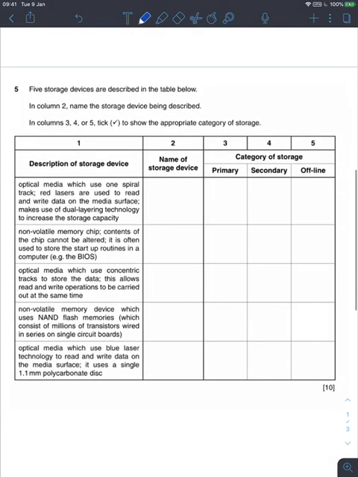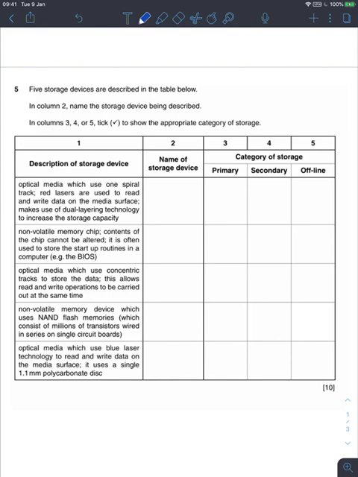Let's look at another question now, and this question is to do with a variety of devices. So 5 storage devices are described in the table below. We need the name of the storage device and then to tick one of the columns, either 3, 4 or 5, as to whether it's primary, secondary or offline. So 10 marks. This should be good in terms of getting marks, 10 out of 75 for the paper.